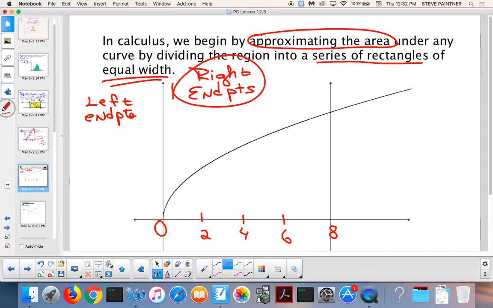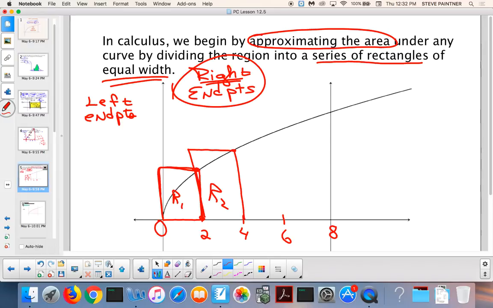It means this. Pick your first interval, 0 to 2. Which one is on the right? 2. Start at 2, go up to your function, hit it. Once you hit your function, go back to the 0 and make a rectangle. So there's your first rectangle, rectangle 1. Now the next interval is 2 to 4. We're doing right endpoints. Which one's right? 4 is right. So we go up, we hit the graph right here, we come back to 2, like that. We make rectangles. This is rectangle 2.